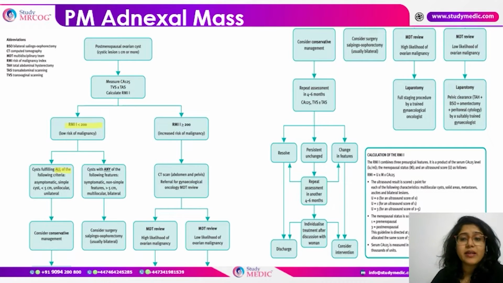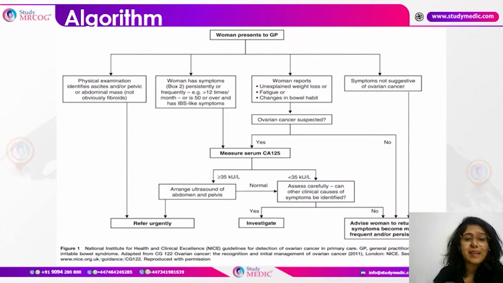can be done even by a suitably trained gynecologist. So this is another algorithm. Whenever a woman presents to the GP, if she has all the non-specific symptoms like weight loss, fatigue, or more than 12 times a month she has IBS-like symptoms, then you need to measure CA-125.